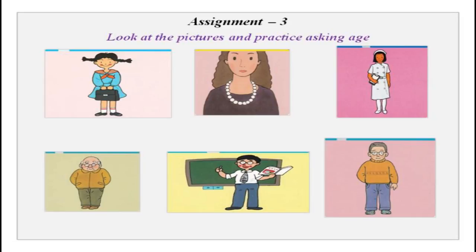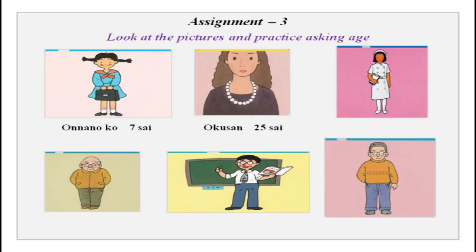Onna no ko. You are supposed to ask the age of this girl. Onna no ko wa nansai desu ka? And the answer is given over here, nanasai desu. So please practice like that.